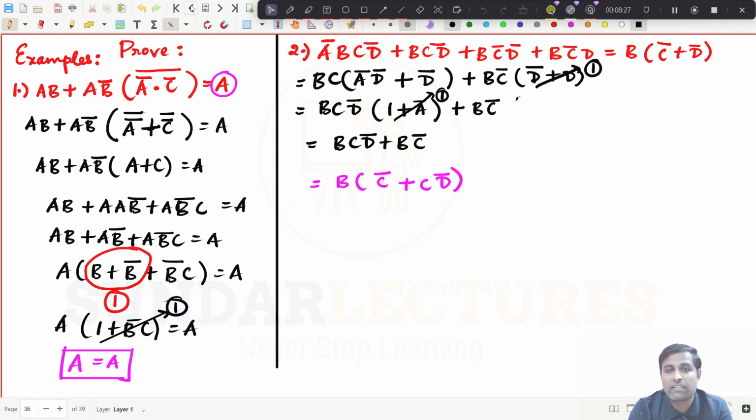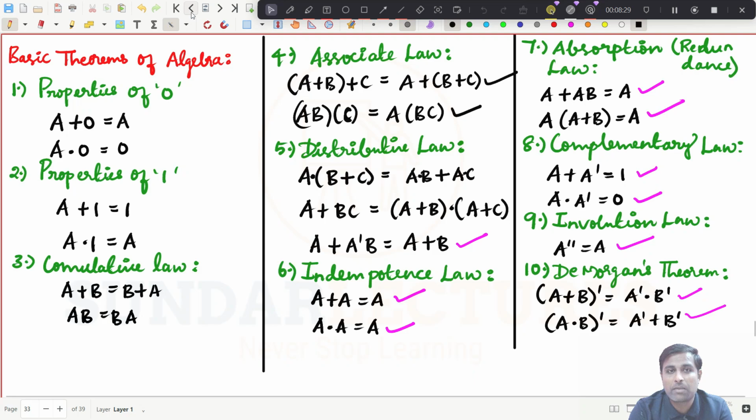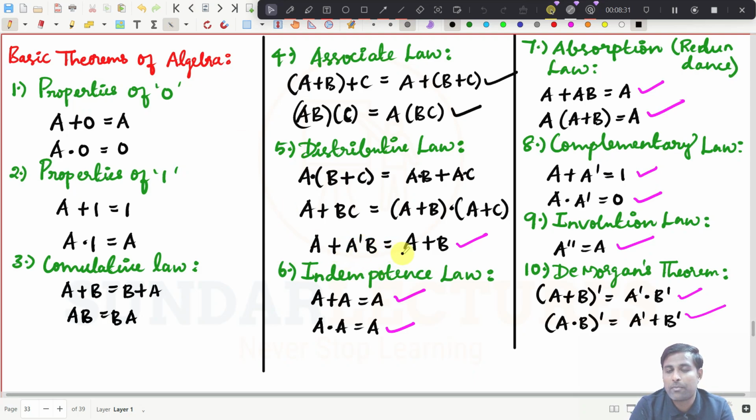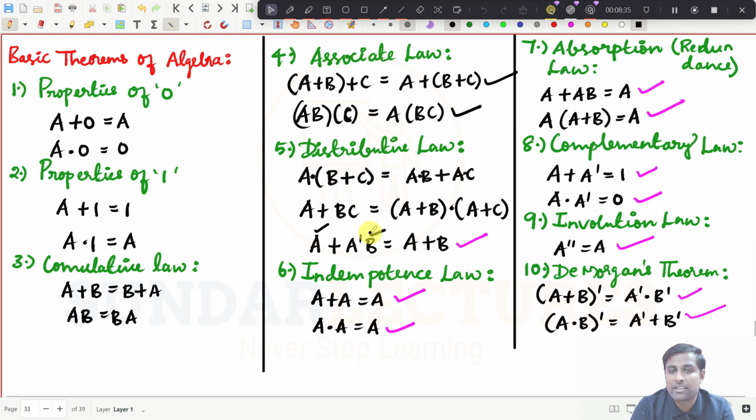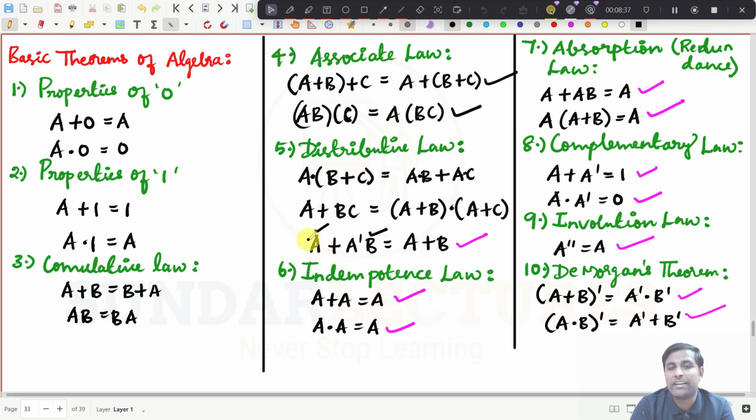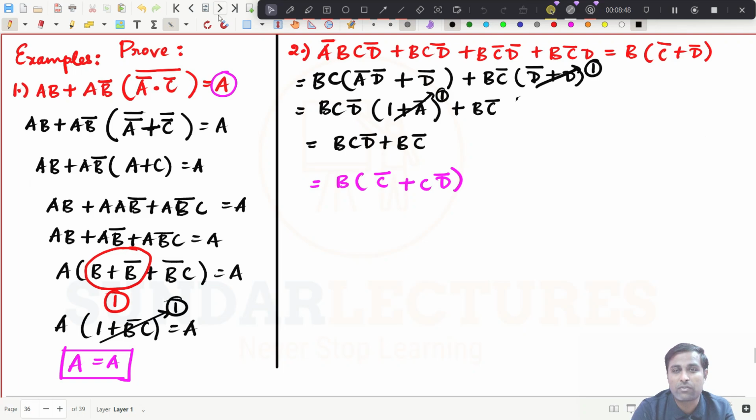This expression we have seen: A plus A bar B. A plus A bar B will be equal to what? AB. This term and this term will be added straight away. Try to understand: whatever the complementary term is, whichever is multiplied, will be eliminated. The complementary term will be eliminated. That is what you have to understand here.